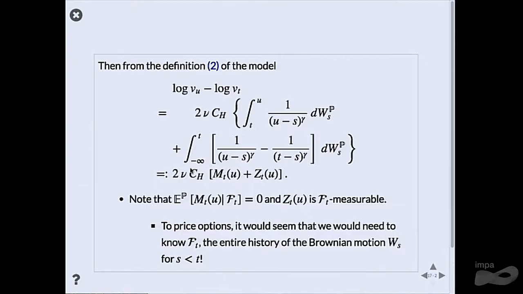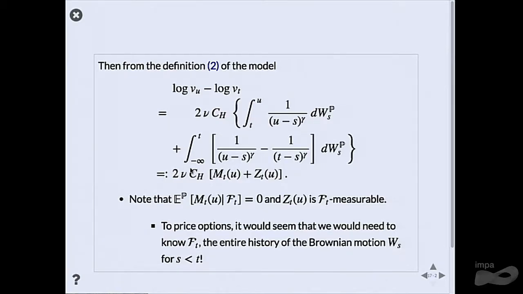I'm taking the difference between the log of the instantaneous variance at some future date u, let's say 3 months, subtracting off the log of the instantaneous variance today. We saw what that was from the previous slide, but I've chosen to split it in a different way: into a piece that we don't know, a martingale part, martingale in little t, and a piece that we do know, in other words, a piece that's adapted to the filtration.